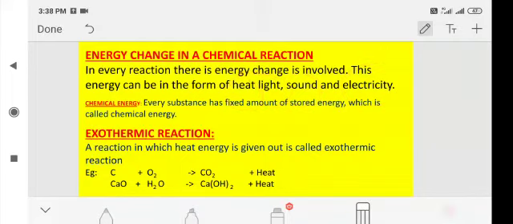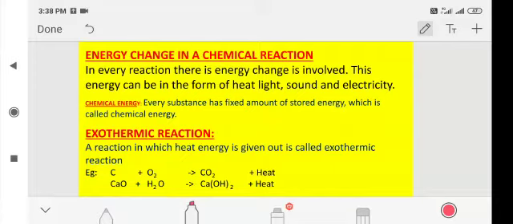Let us see the definition once again. In every reaction, an energy change is involved. Whenever a reaction takes place, an energy change is involved. Sometimes heat energy is absorbed, sometimes heat energy is liberated, sometimes sound energy is absorbed, electrical energy is absorbed. So reactions take place in different ways.